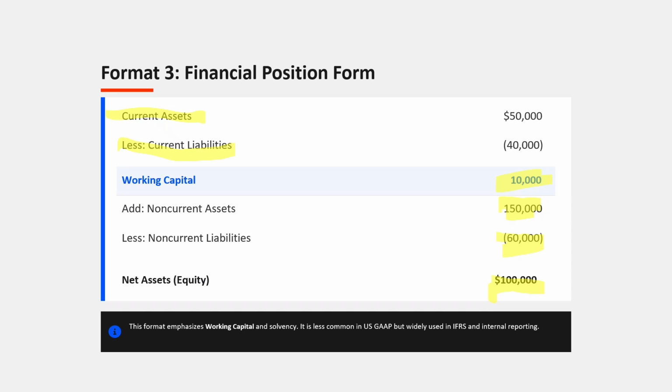Now we are done with the formats. Let's dive into the specific classification rules for assets, and let's start with the current assets.